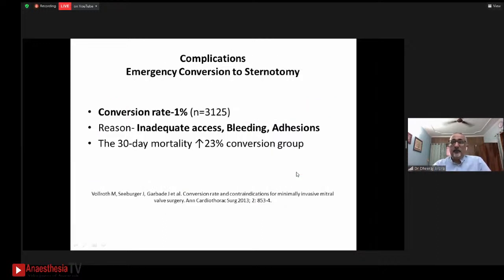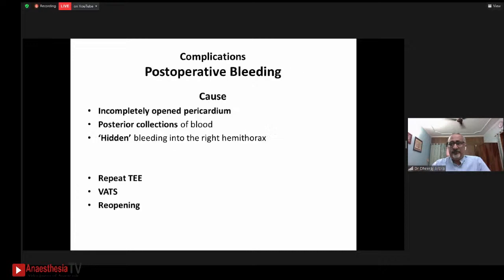Coming to complications, as already described, the most important complication of any minimal access surgery is conversion. The conversion rate is around 1% reported in the literature, and the most important indications for conversion are inadequate access, bleeding, and pleural adhesions. These are the three things which are looked for, and whenever conversion occurs, the chance of mortality also increases in the conversion group.